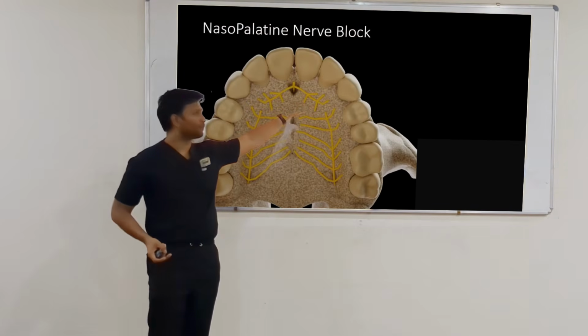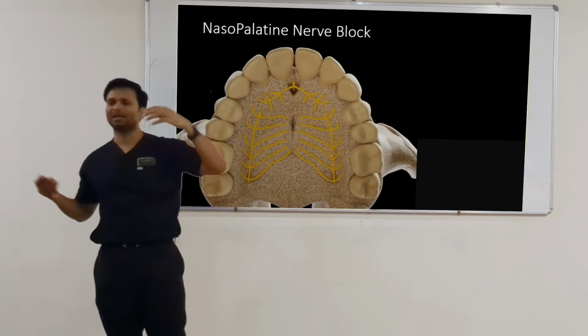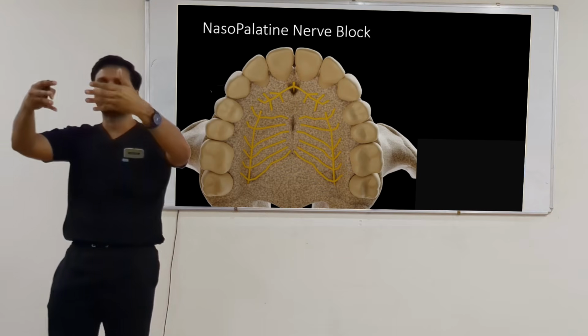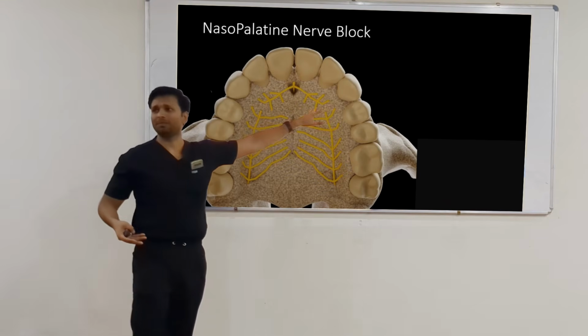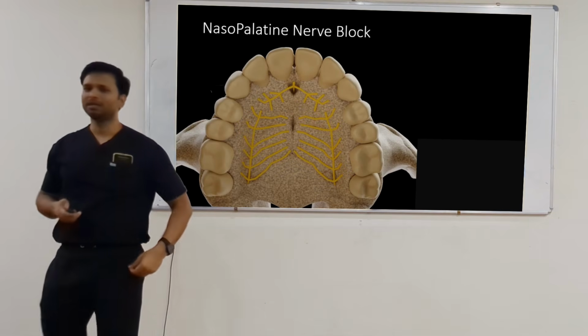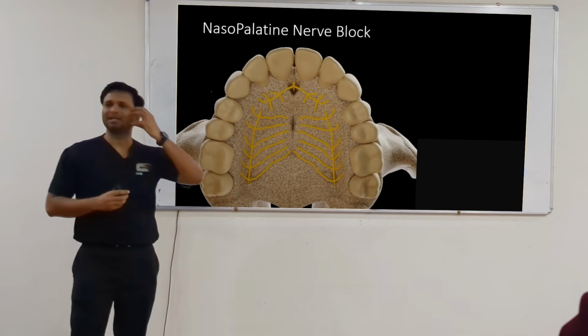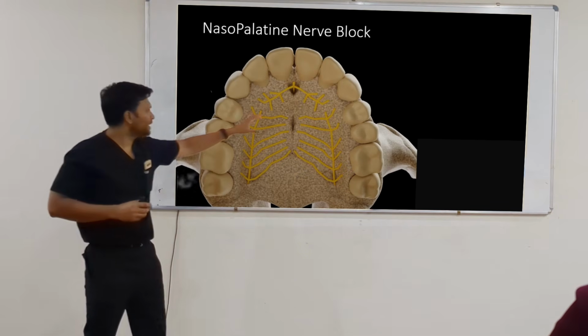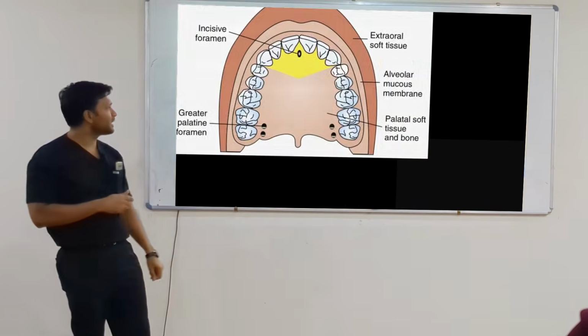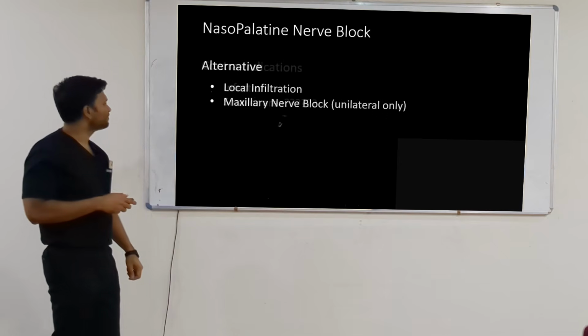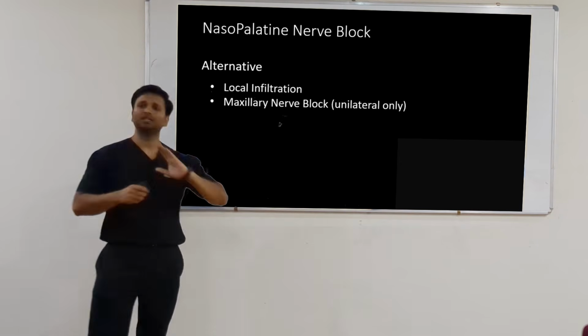Before entering the nasopalatine canal, we have the fibers coming from both sides. They unify into a single nerve and then come out and supply the anterior palate. So if you block the maxillary nerve on one side, only one side of the palatal anesthesia will occur in the anterior palate. That is why we have this maxillary nerve block, but only unilaterally.